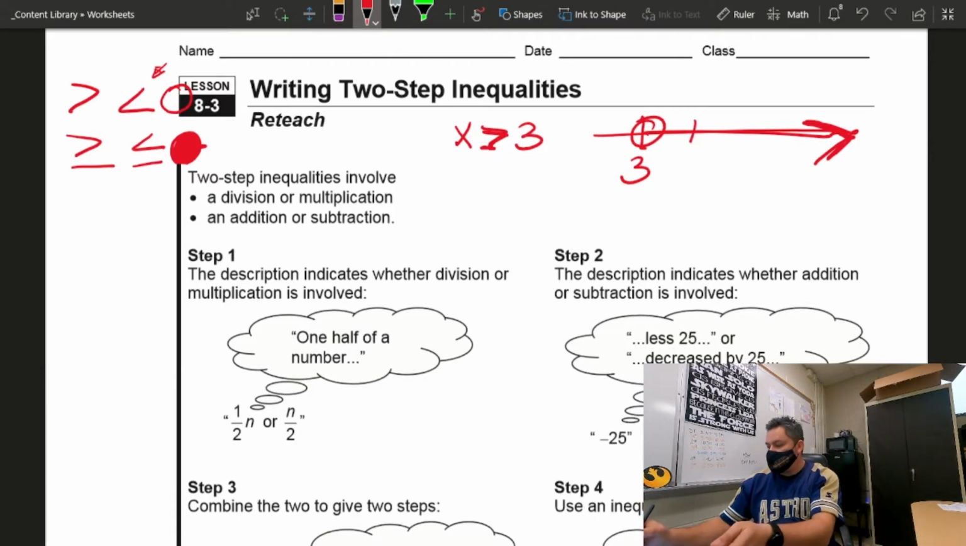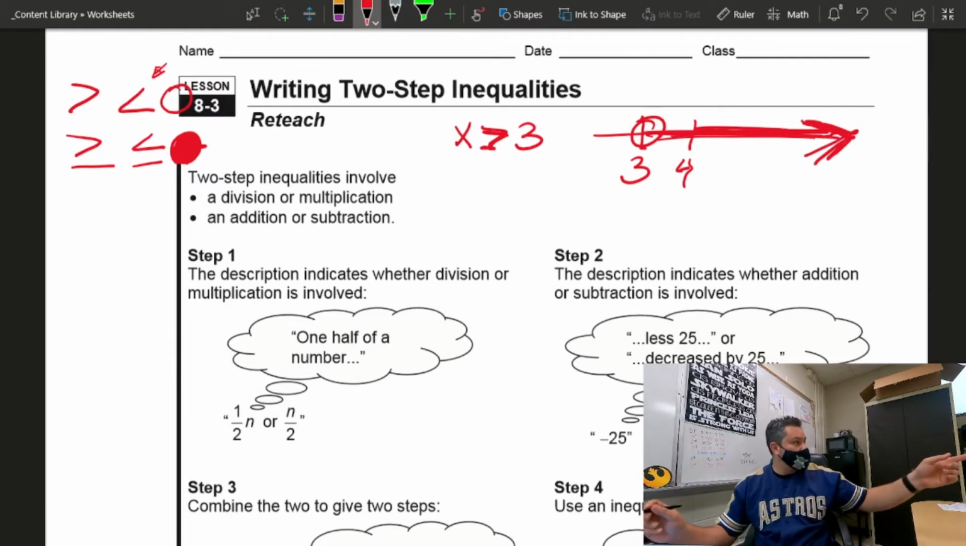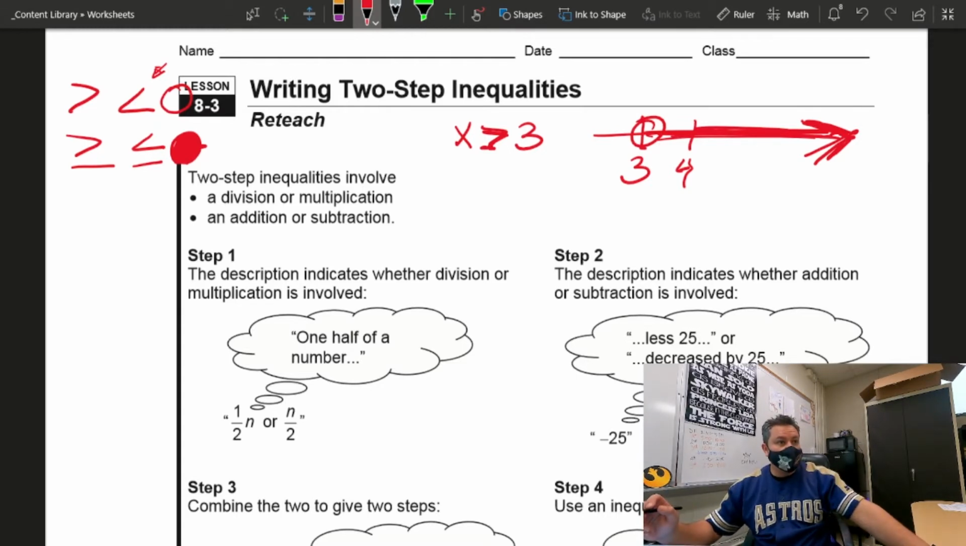Can 4 be my answer? Yes. Can 3 be my answer? Is 3 greater than 3? No, it is the same. So 3 cannot be my answer. What about 100? Yes. What about 10? Yes. 5? Yes. 2? No. 0? No. Negative 3? No. So what does that open circle tell you?